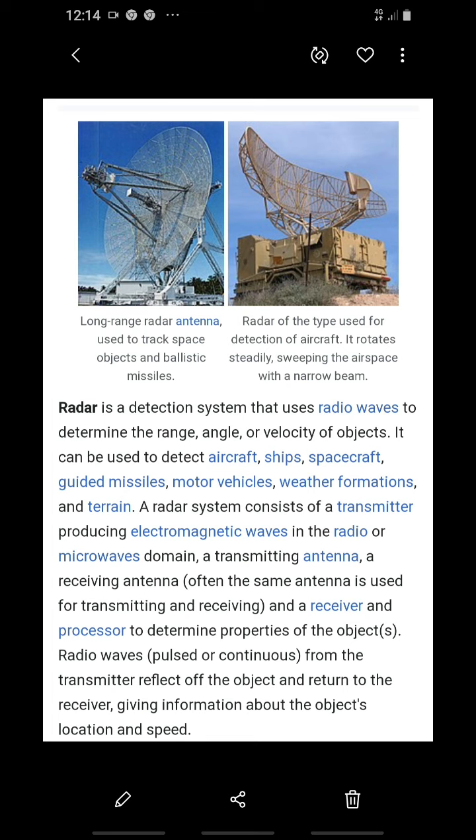In the above figure, the first one is a long range radar antenna used to track space objects and ballistic missiles. And the second one is a radar of the type used for detection of aircraft. It rotates steadily, sweeping the airspace with a narrow beam.